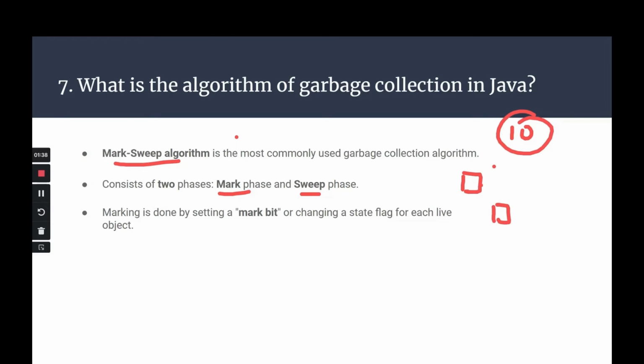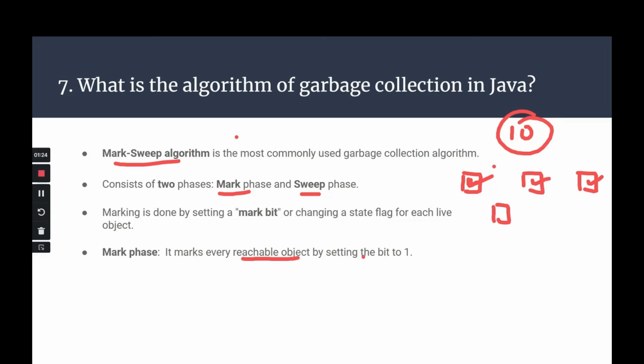So first, it will try to mark the objects which are live. So let's say this is live and this is live. There are 3 objects which are live. So this is the mark phase, where it marks every reachable object, every live or active object, by setting the bit to 1.